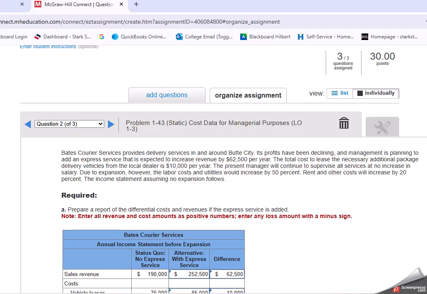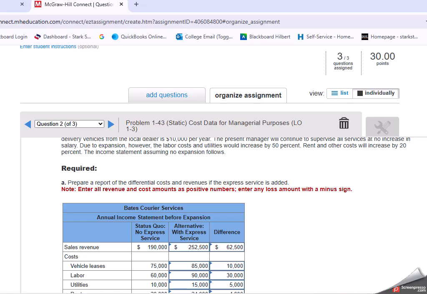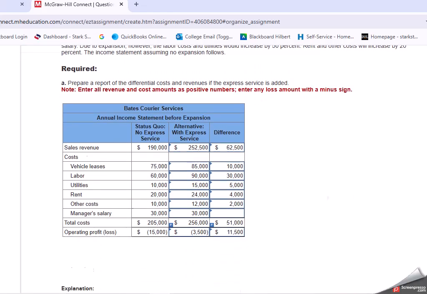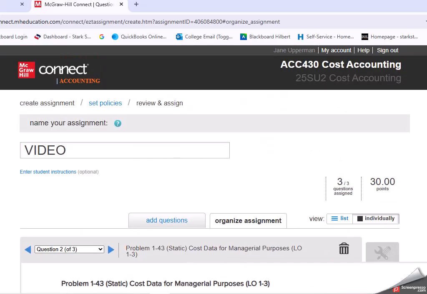So they give us the income statement below. So again, let me see. Can I take this away?